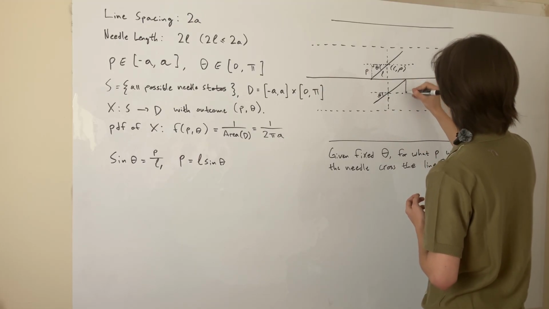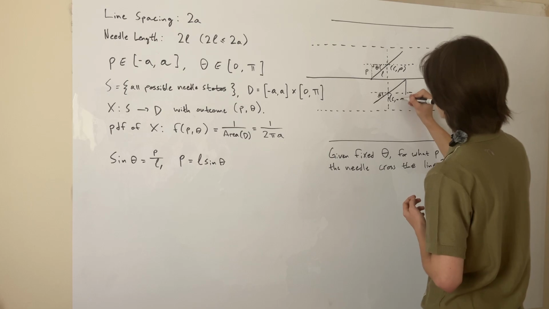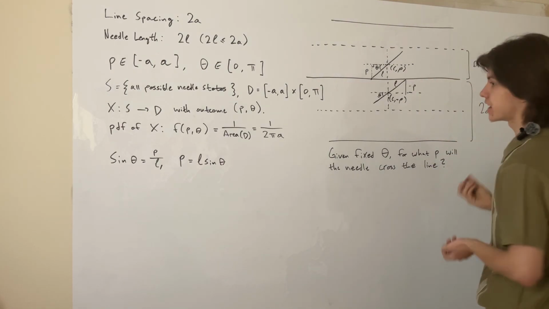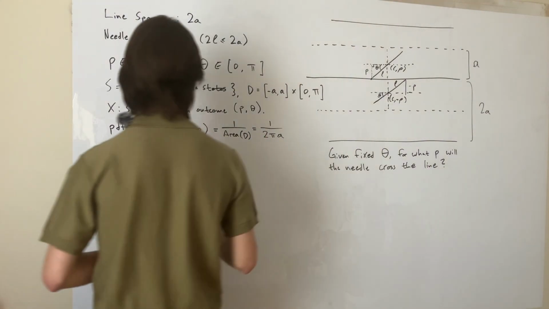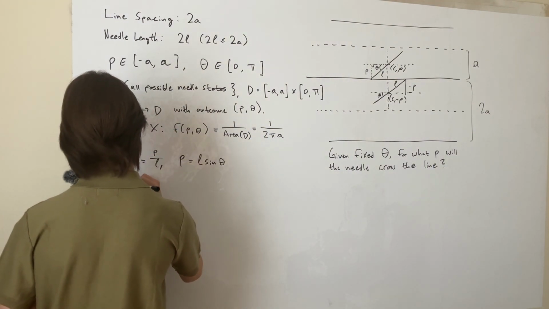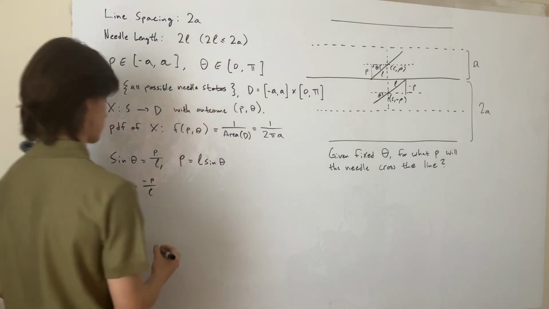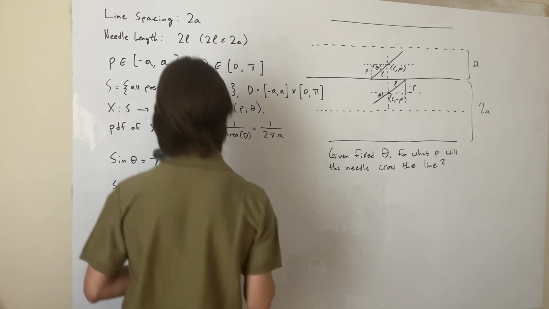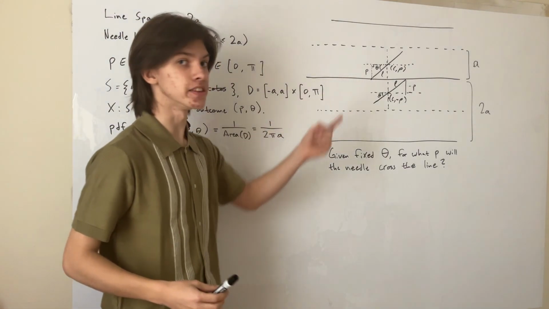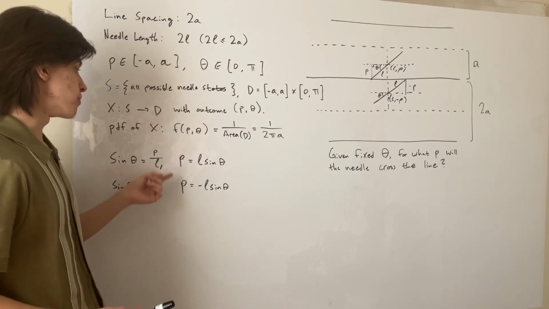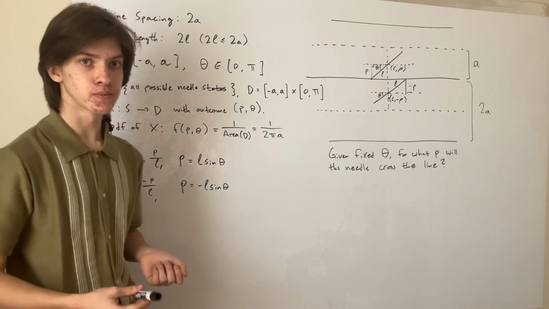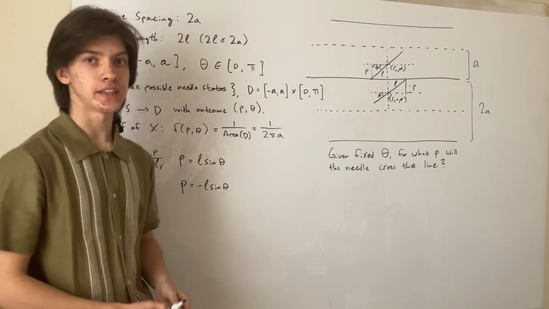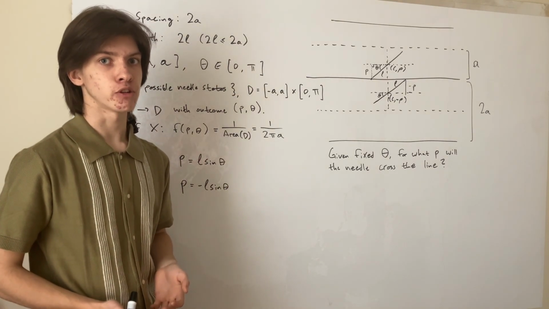And so the coordinate is going to be c minus p. And so this length is going to be minus p, and this is the same L. And by the same trigonometry, we get that sine of theta is equal to minus p over L, and hence p is equal to minus L sine of theta. These are the points where the needle crosses this line exactly once. And if p is in between these two values, then the needle also crosses once. And if it's outside this range, then it does not cross. And that is exactly what we want.